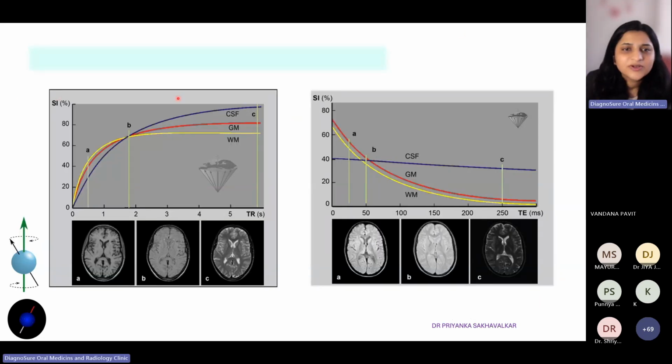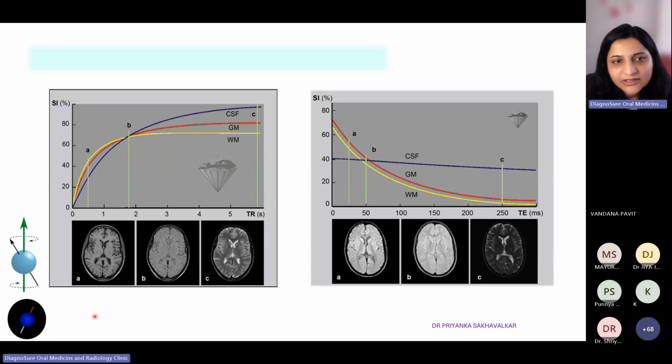So again, this is a graph of T1 and T2. We can see this is the white matter, this is gray matter, and this is CSF. So each has different T1 time. That's why we can see three different tissues and we can appreciate this contrast. CSF takes very short time to recover. That's why it is not bright in T1. While white matter takes a longer time to recover, so it appears bright in T1. And gray matter has an intermediate time between CSF and white matter.